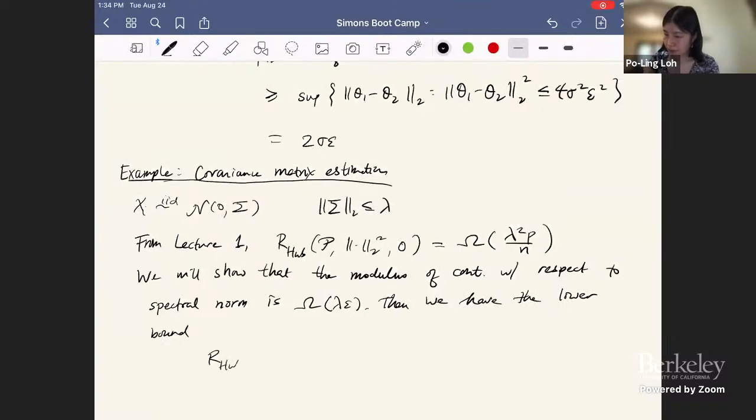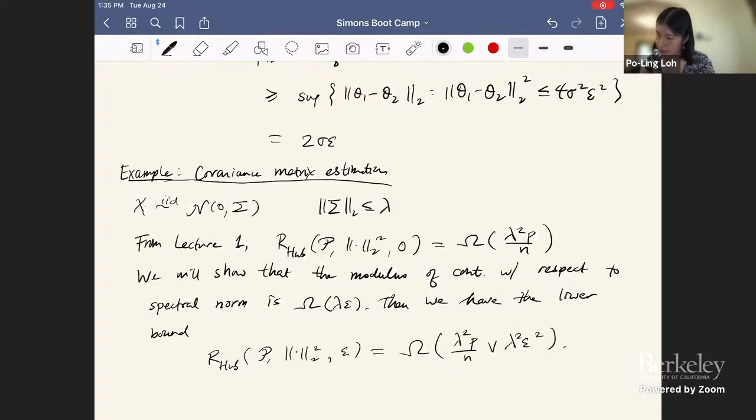R sub Huber, P 2 norm squared, epsilon is equal to omega of lambda squared P over n, max with lambda squared epsilon squared. Okay. And this is again because squared spectral norm means that the phi function is the square function. So we need to square this guy.